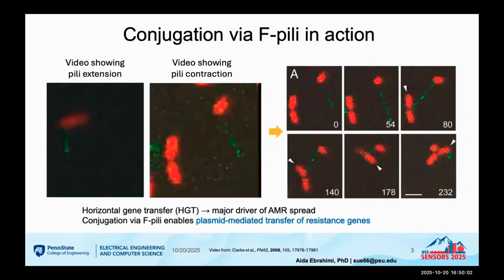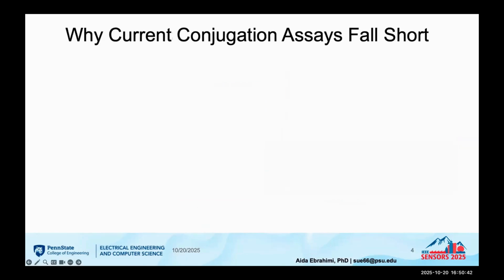There have been imaging techniques that have shown this in action in real bacterial cells using confocal laser microscopy. You can look at this image, these videos. The donor cell extends the pili, then there is attachment, and they pull each other, and they get connected. The conjugation happens, and then they release. So there is this action in a population of bacterial cells.